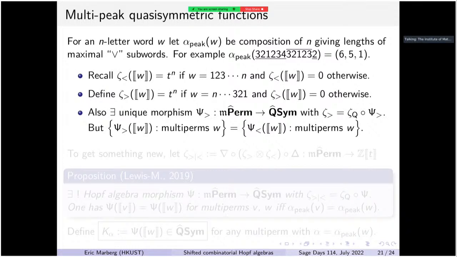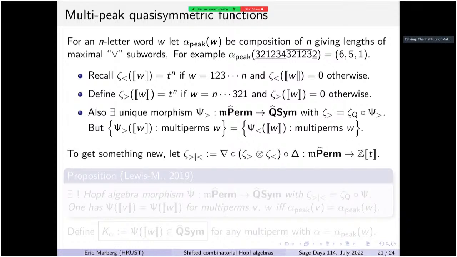So recall that we had this increasing character that sends a multi-permutation to its length if it's strictly increasing. You could also consider the decreasing character, where you only send w to t to the n if everything is strictly decreasing, and everything else goes to 0. And by the same kind of formal arguments as before, there's a unique morphism for this decreasing character that sends these multi-permutations to quasi-symmetric functions. But it turns out that the basis of objects you get is exactly the same, just the indexing is different.